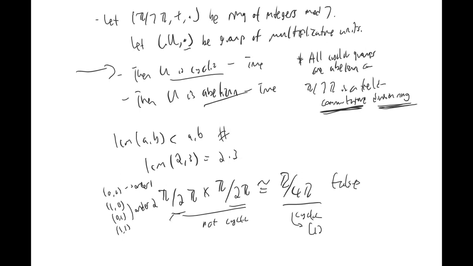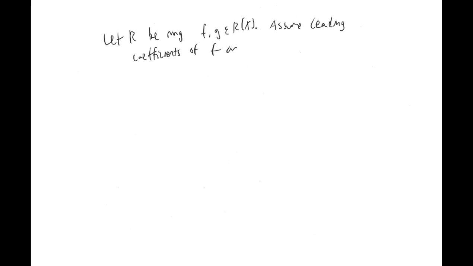So, let's do one more. I think someone asked me this in office hours. Let R be a ring, and F, G in R[X]. Assume the leading coefficients of F and G are zero divisors. Then the degree of F times G is less than the degree of F plus the degree of G, right?